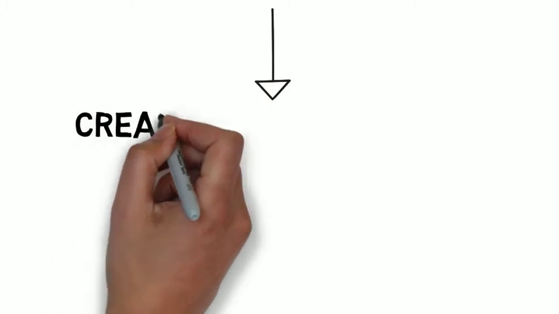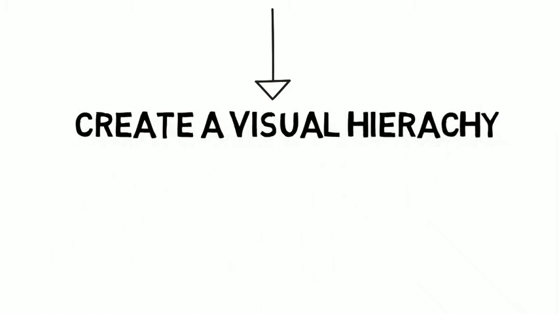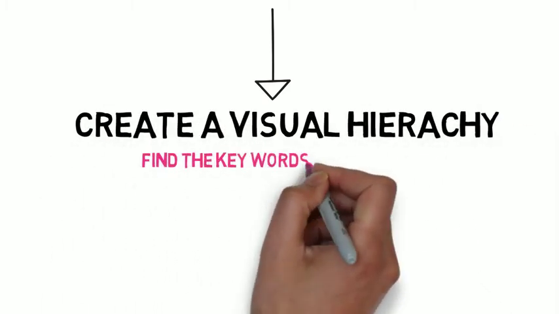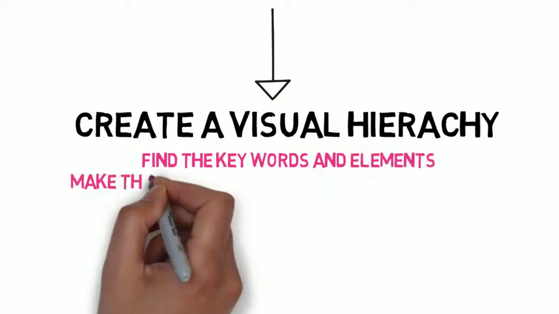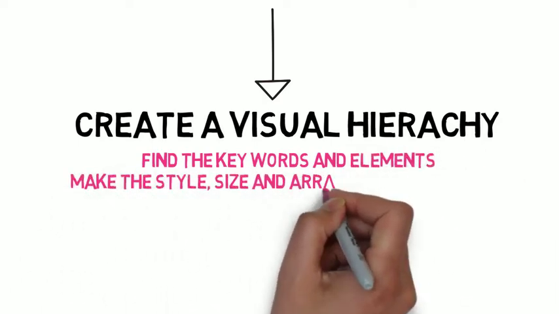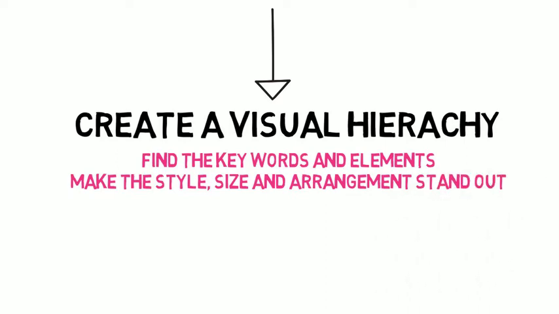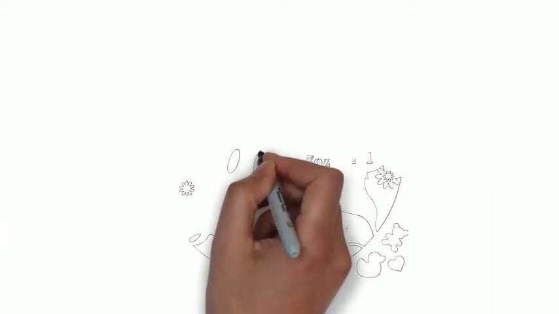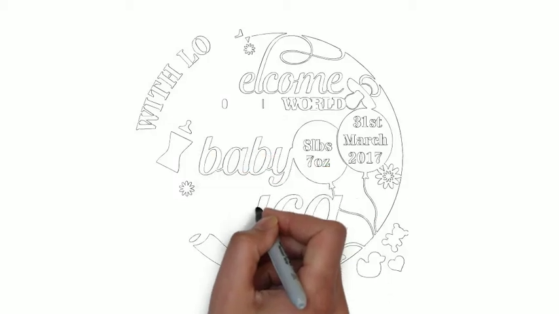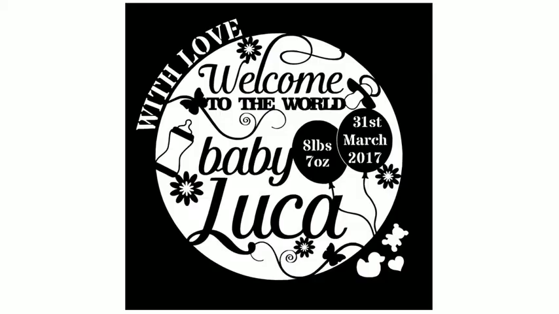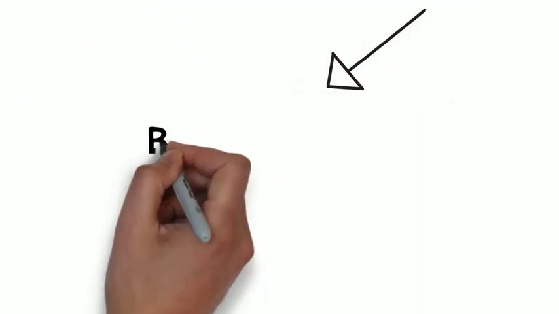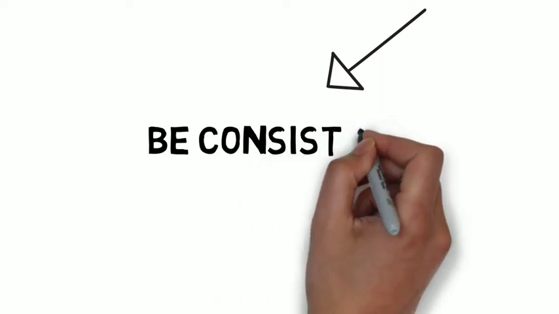Number 3, create a visual hierarchy. You can do this by choosing the keywords and elements and making their style, size, and arrangement stand out from the rest of the design. So for example, in this template, the words welcome and the baby's name stand out from the rest of the design. Rule number 4 is to be consistent.